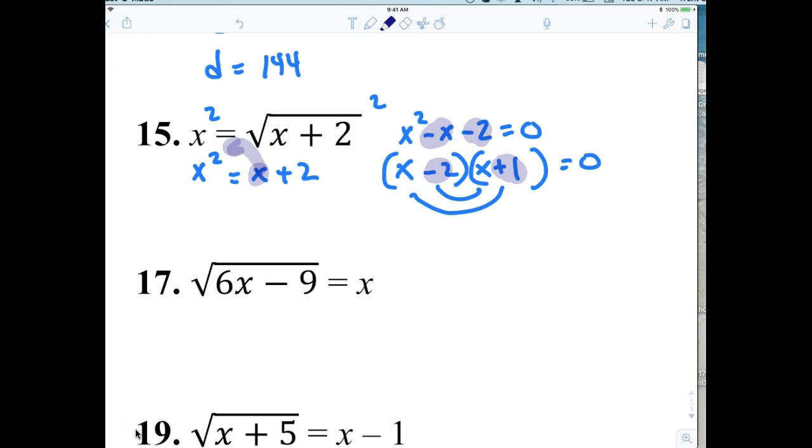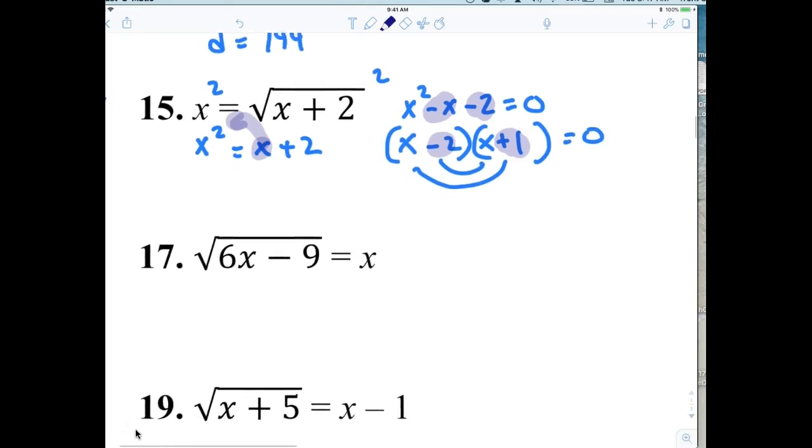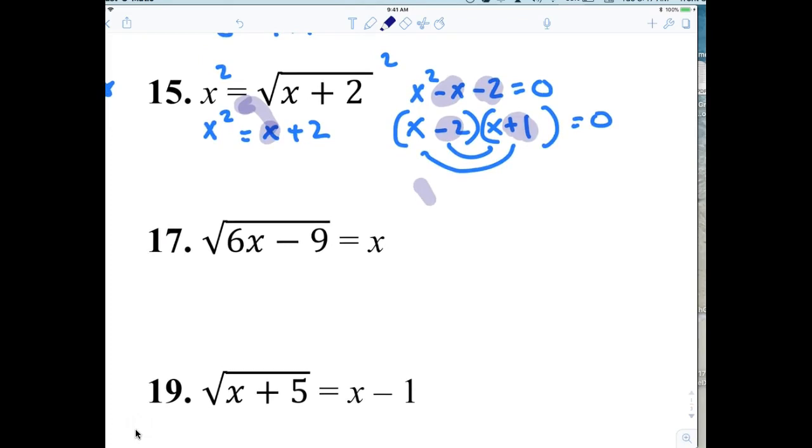Come on now, really pay attention, because this is a good review of factoring. Your solutions could be x equals 2 or x equals negative 1. Now, that would be the answer for a good student. The answer for a great student would be that x equals negative 1 is an extraneous solution.